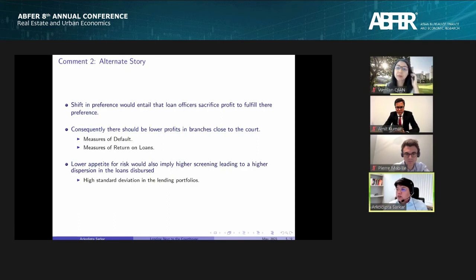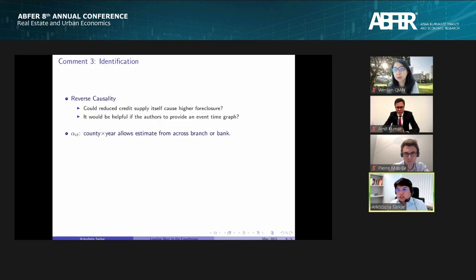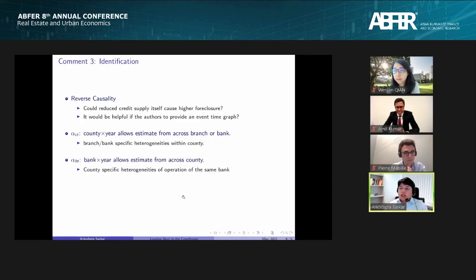Finally, I'll just talk a bit about the identification. So the primary identification uses county cross year fixed effects, so it's within county-year estimation across branches. So the branch characteristics could be different. The next is bank year fixed effects, which looks at the same bank, either across branches or across counties. So ideally one would want to look at bank cross county cross year in order to control for all the bank and county fixed effects.